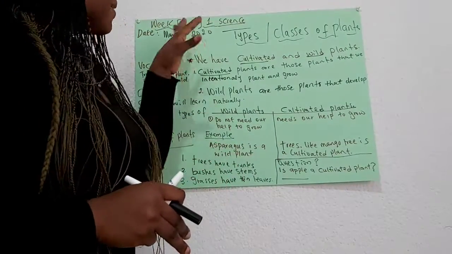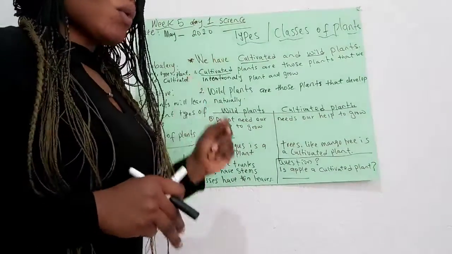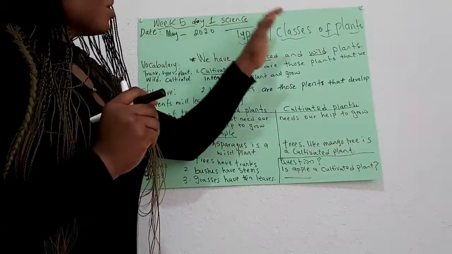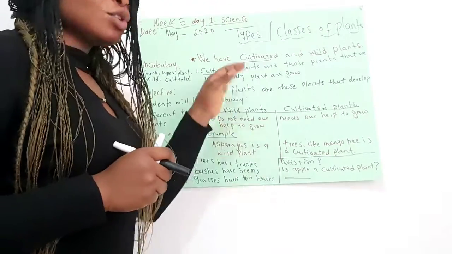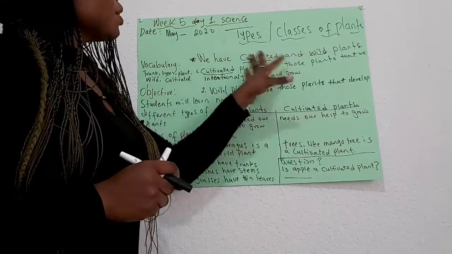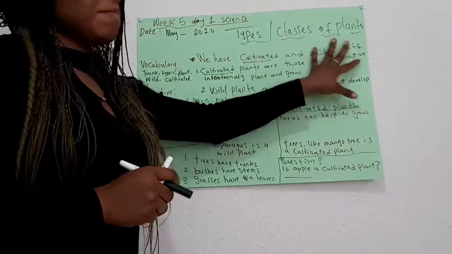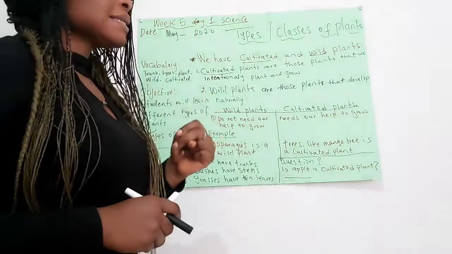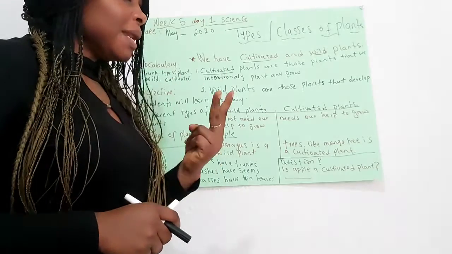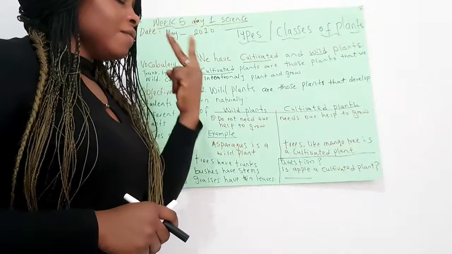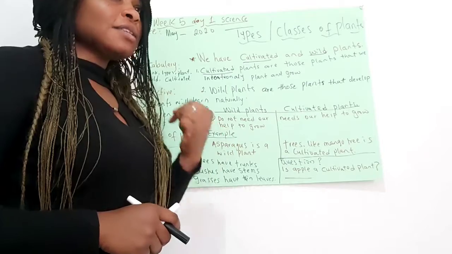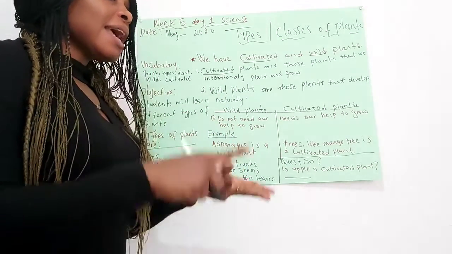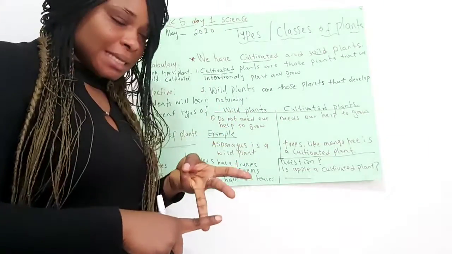So for our science in week 5, we will be doing classes of plants and types of plants. Today, on day 1, we are going to be talking about classes and types of plants. We have 2 classes of plants. How many classes of plants do we have? Very good. We have 2 classes of plants. We have the cultivated plants and the wild plants.